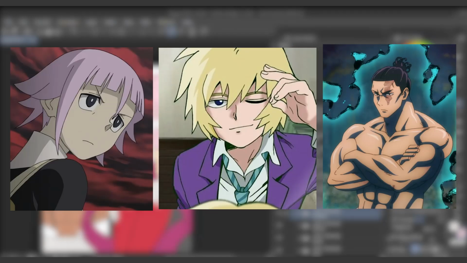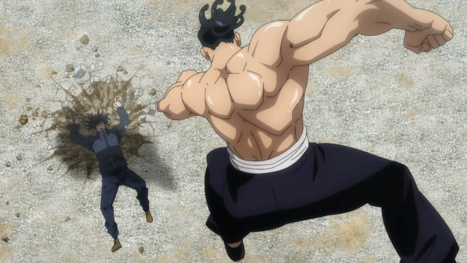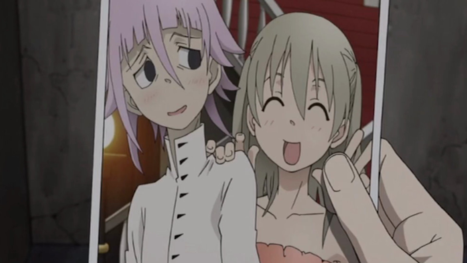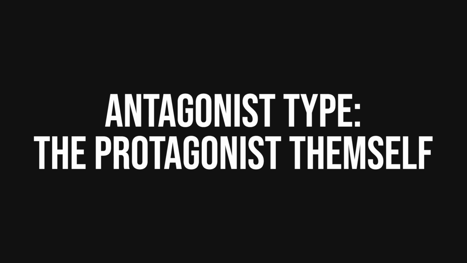Examples of conflict creator antagonists include Chrono from Soul Eater, Teruki Hanazawa from Mob Psycho 100, and Aoi Todo from Jujutsu Kaisen. While these characters may have challenged the protagonist at some point or another, it doesn't mean that they are bad guys. In fact, many of these characters would end up finding common ground with the protagonist and becoming an ally.